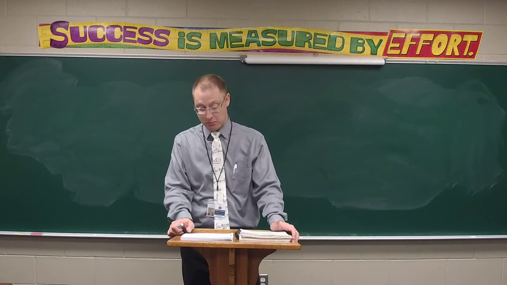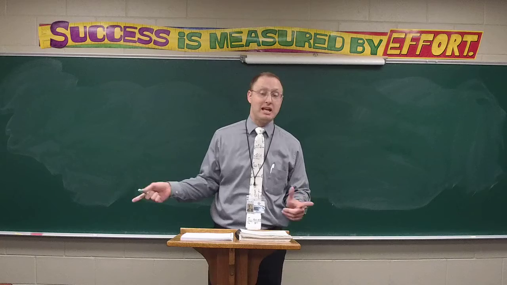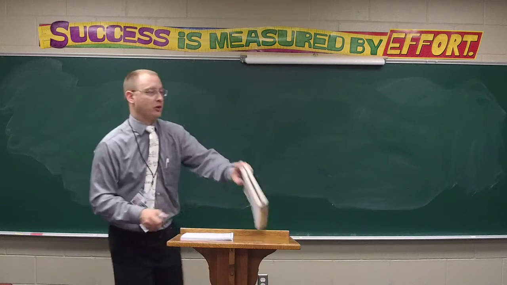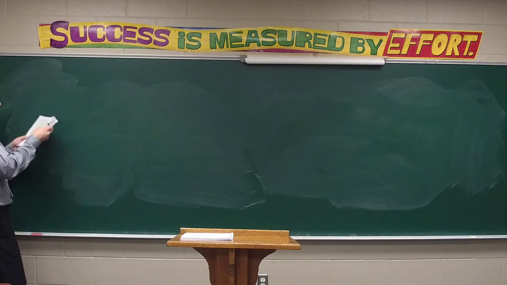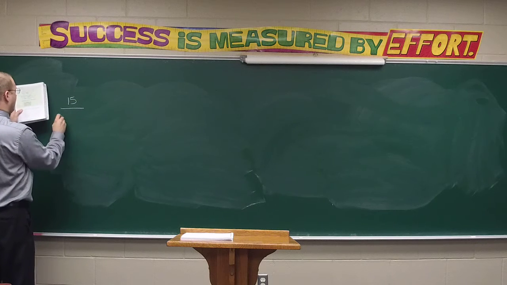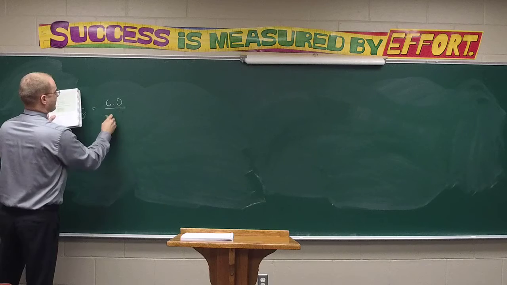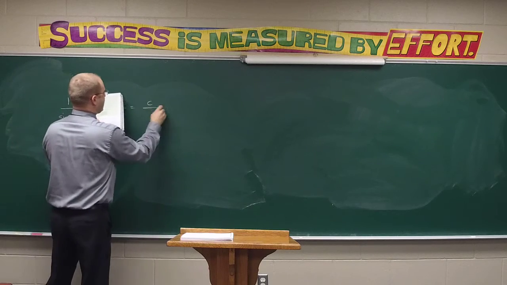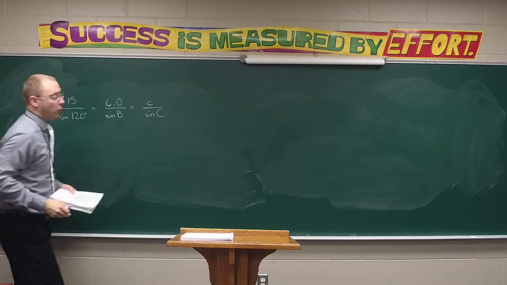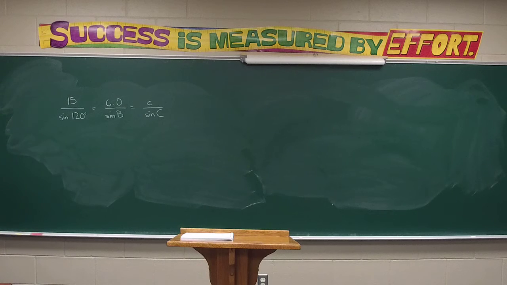15 is bigger than 6.0, which means I do get a triangle, which means now I'm finally going to put the law of sines on the board. I've got my A over the sine of angle A equals B over the sine of angle B equals C over the sine of angle C. What do I solve for first, Ethan? Talk me through while you do it on your calculator. 6.0 times sine 120 equals, and then we divide it by 15.